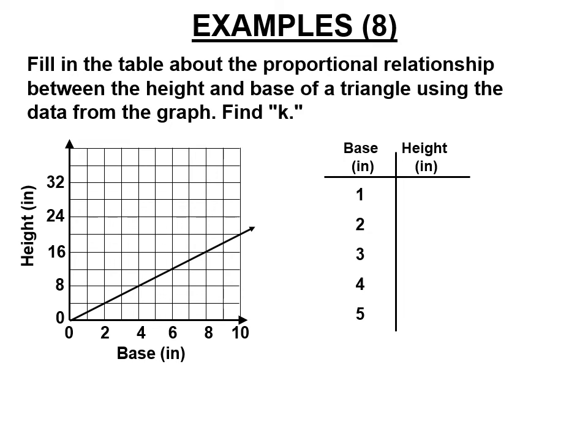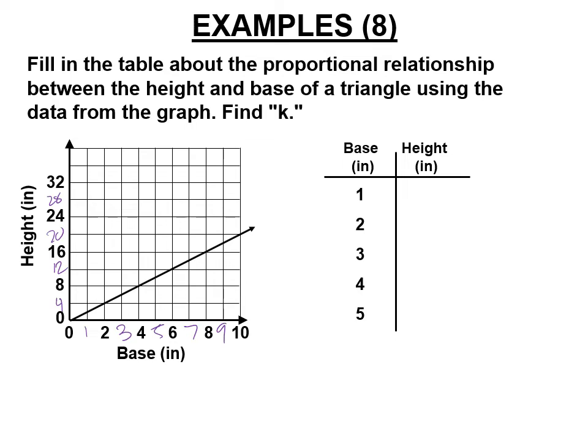All right, so now you're going to work backwards. Fill in the table about the proportional relationship between the height and base of a triangle. So I've given you some bases here. Now we got to figure out the heights. All right, so 1, 2, 3, 4, 5, 6, 7, 8, 9. What's halfway to 8? 4. So then this is 12, 20, 28.